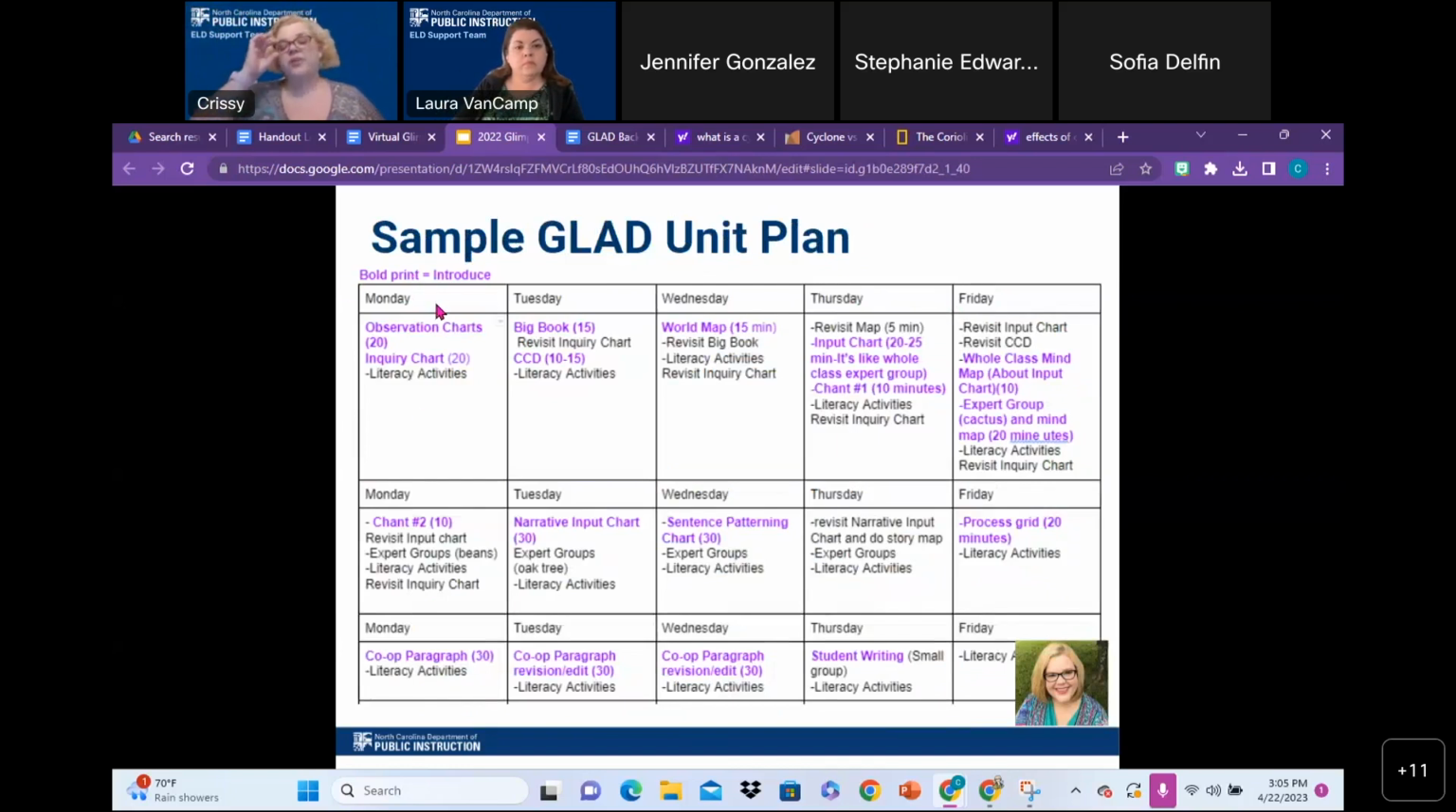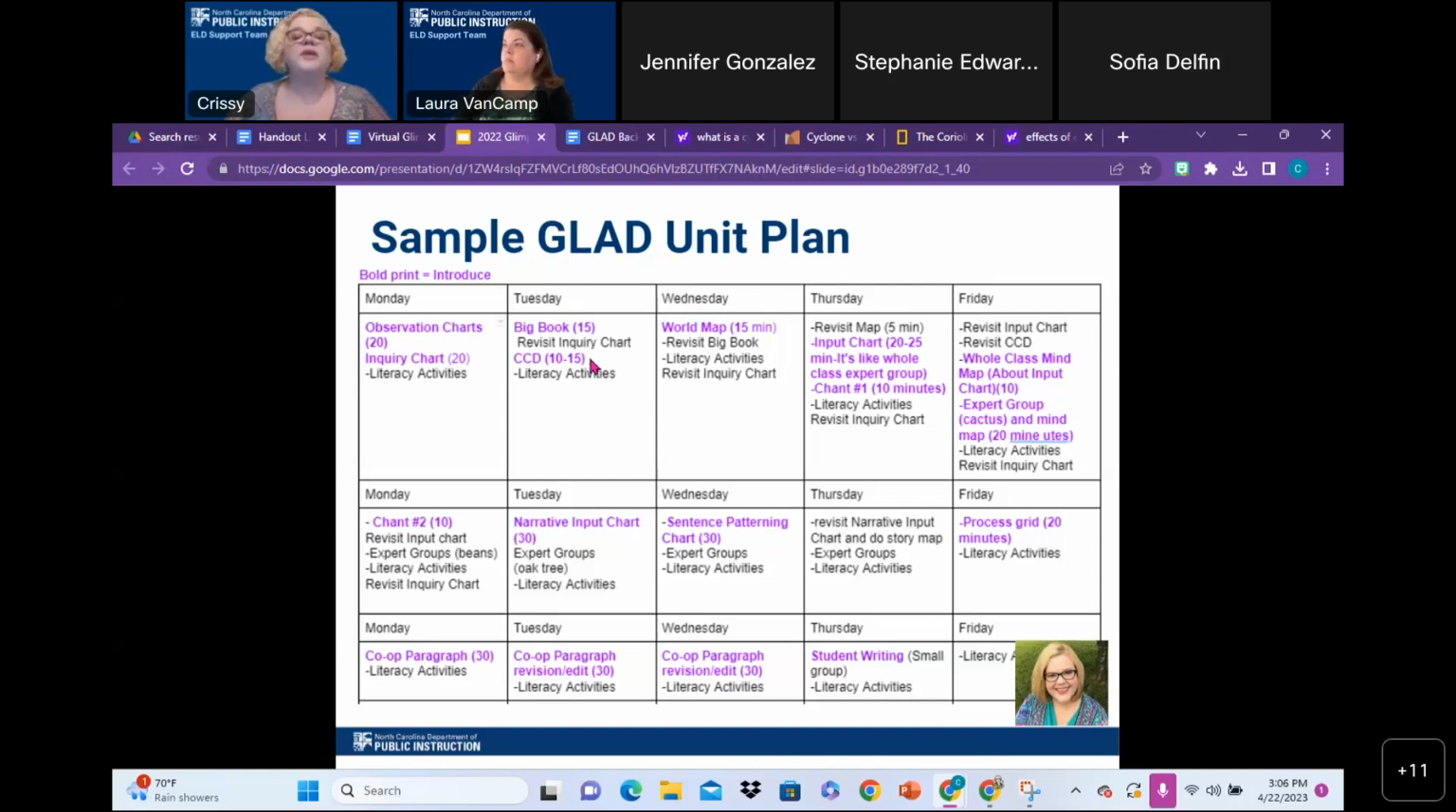Sometimes we get questions from participants about what a lesson plan or a week's lesson plan might look like, or a unit plan. So we provided this as just an example to show that these strategies, because that's what they are, they're not a program or curriculum. These strategies can be used very flexibly within a unit. And you can see here Monday, Tuesday, Wednesday, Thursday, Friday, kind of sample observation charts. We might take 20 minutes with those. The inquiry chart might take 20 minutes. And if there's time, we might go into some literacy activities.